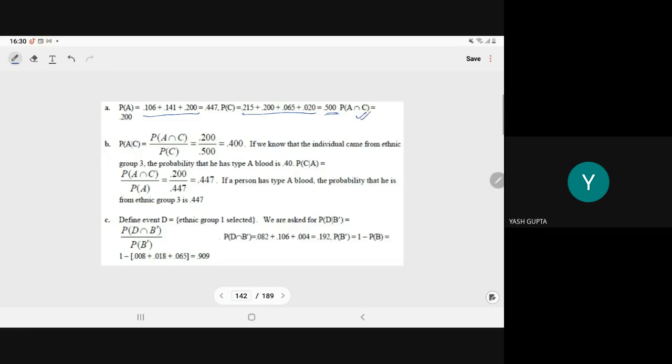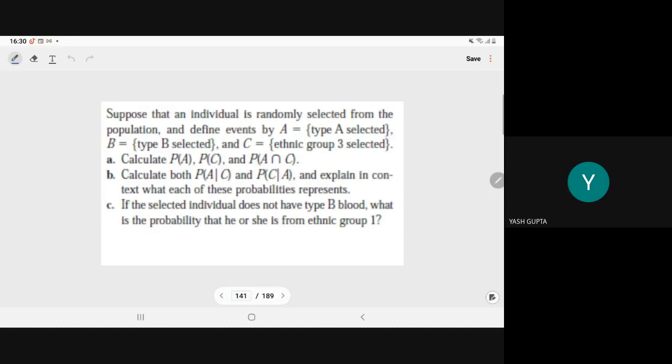Then in part B, calculate both P of A given C and P of C given A. Explain in context what each of these probabilities represents. So what is the meaning of P of A given C? It is P of A intersection C divided by P of C. P of A intersection C we have just computed as 0.200 and P of C we have computed as 0.500. So this will be the required probability.